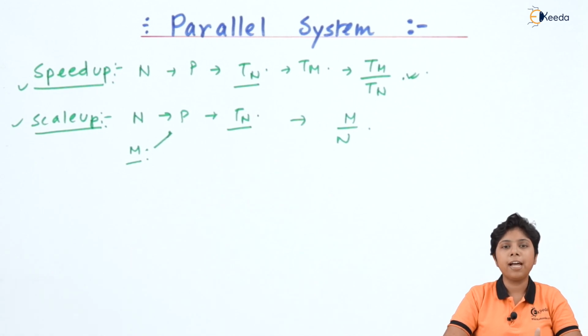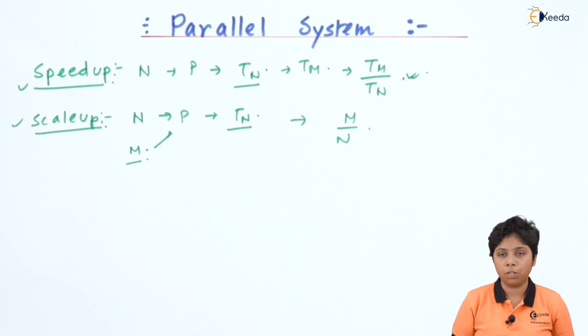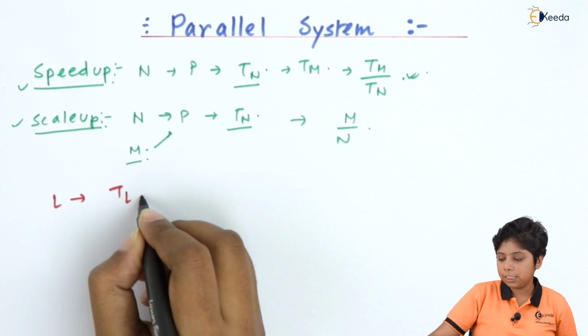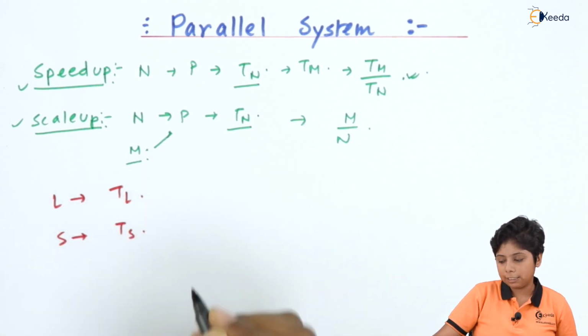Now how do we help the speed up and scale up? There are two versions of both speed up and scale up. First let us go with the speed up. Say the time taken to complete a task on a larger machine is TL. What do we mean by larger machine? That means the number of processors is larger in this one. The larger machine time is TL and that of the smaller machine is TS.